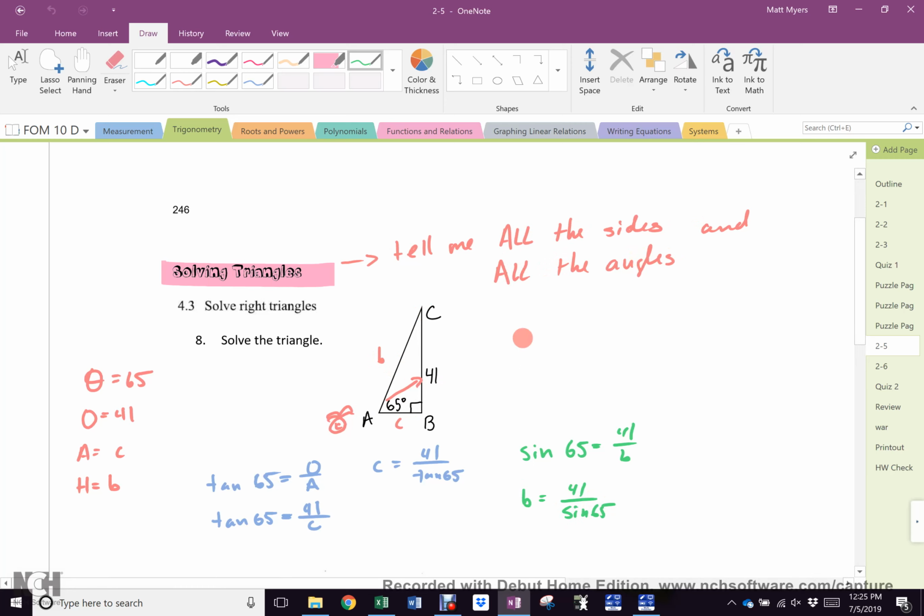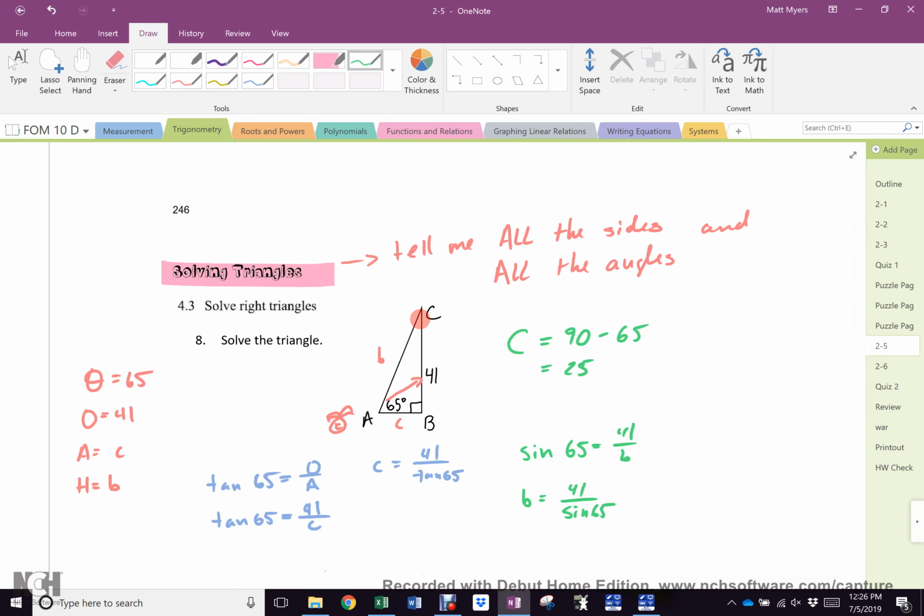Angle C. Angle C always equals 90 minus 65. Because how many degrees are in a triangle? People know this? 180. That's 90 of them. So the other two angles have to share 90 degrees. Well, 65 of it is right there, so all that's left is 25 for C. Everybody cool?